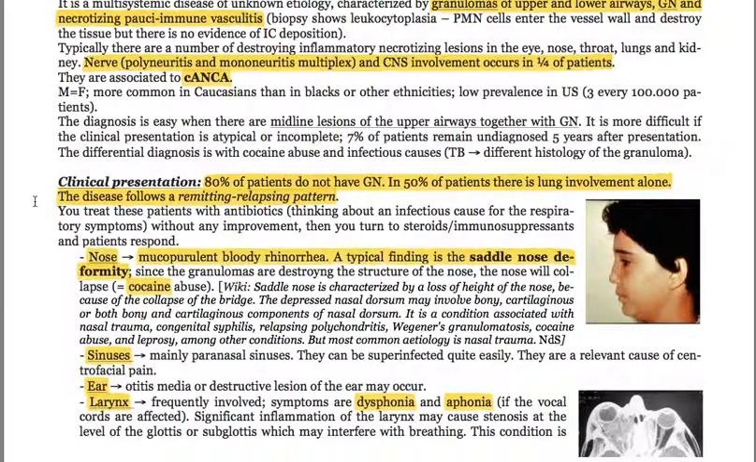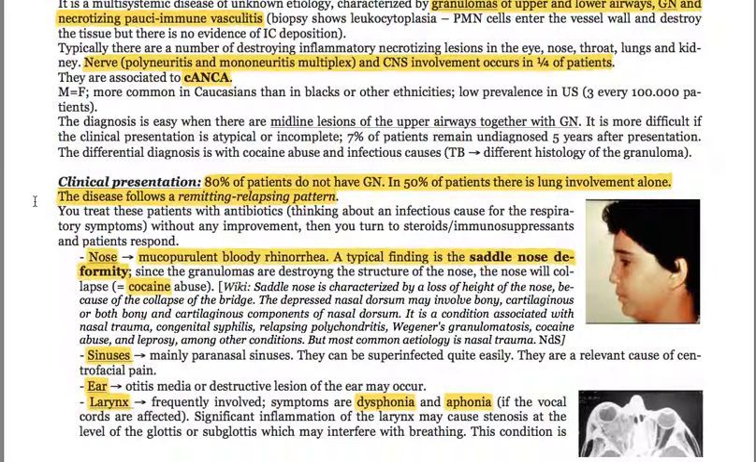So in the nose, we have mucopurulent bloody rhinorrhea. A typical finding is the saddle nose deformity, since the granulomas are destroying the structure of the nose, which will collapse, similar to what happens with cocaine abuse. In the sinuses, we have mainly paranasal sinus involvement. They can be superinfected quite easily. They are a relevant cause of centrofacial pain. In the ear, we have otitis media or destructive lesions of the ear, which may occur.